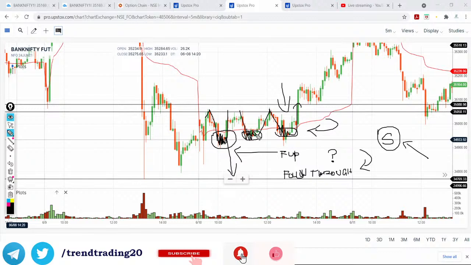After price spent time below VWAP, price is shooting up. Okay, price is shooting up. This red line is VWAP. Price is reversing up, no down moves coming.